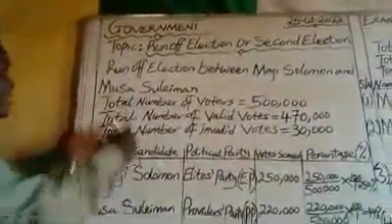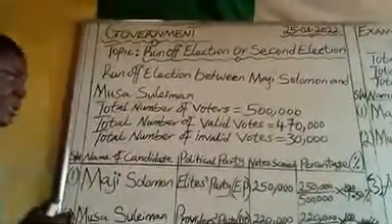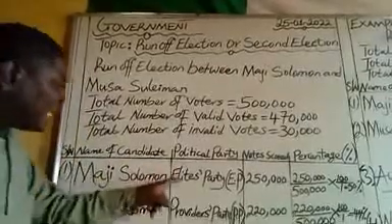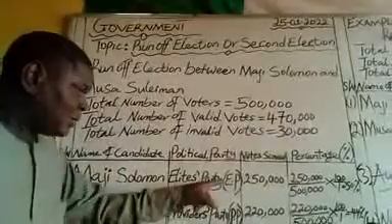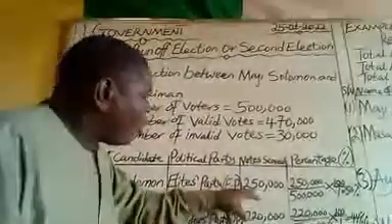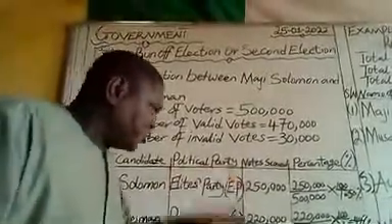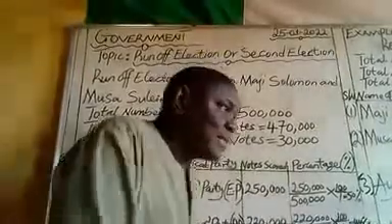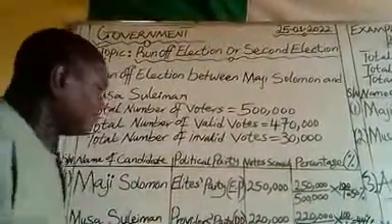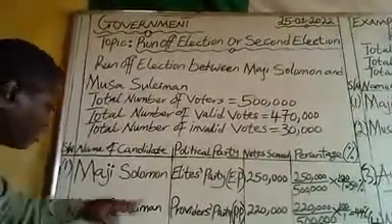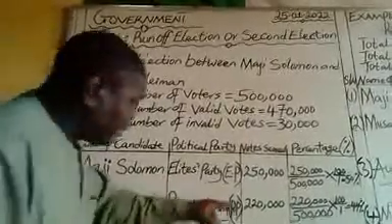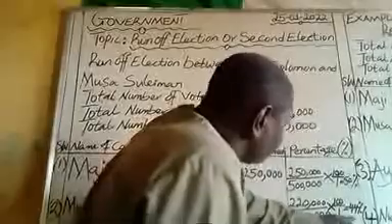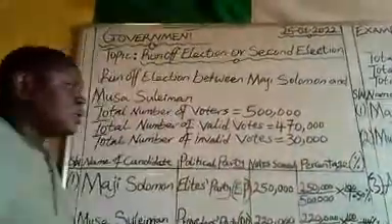Okay. Now, this is the result of the runoff election. Now, the winner of the runoff election is Maji Solomon of Elites Party, EP. He scored 250,000 votes. He has 50% of the vote cast. Okay? Musa Suleiman of Providers Party, PP, scored 220,000 votes. He has 44%.